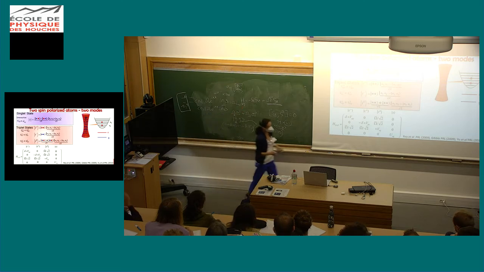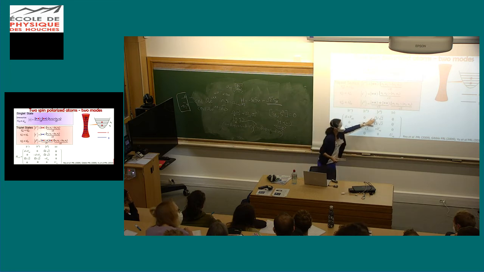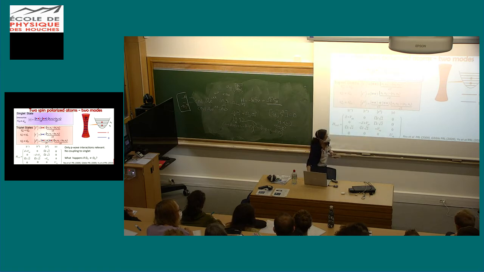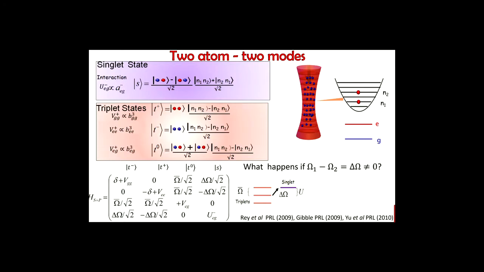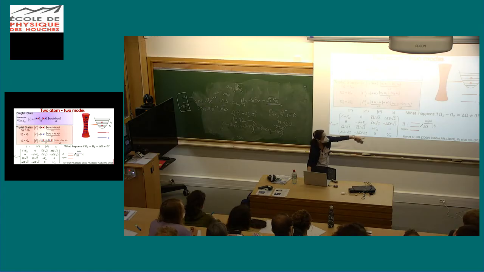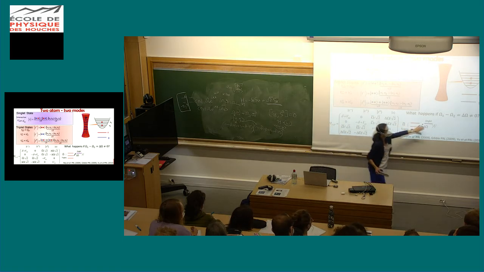But in the case where they are the same, imagine that they are the same, I'm only going to stay in the triplet manifold. Okay, so if they're not the same, then I couple to the singlet. And in this case, I can go from here to here.